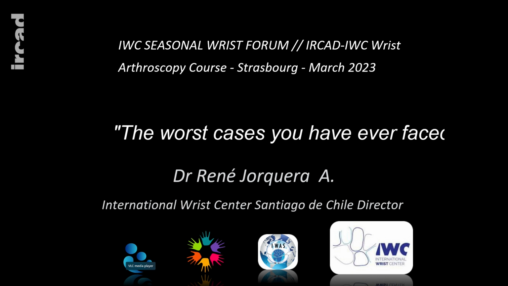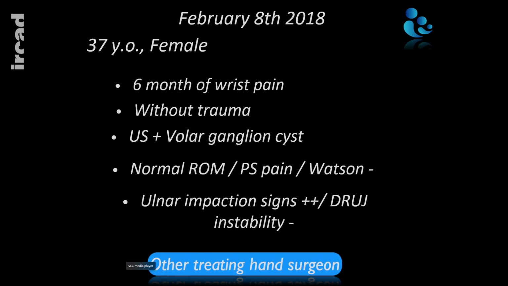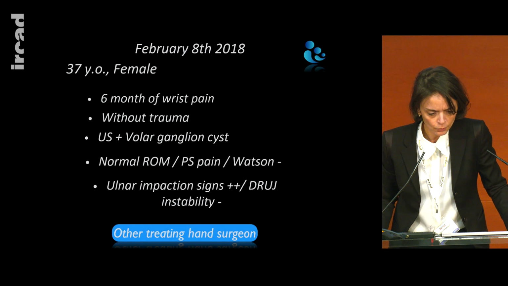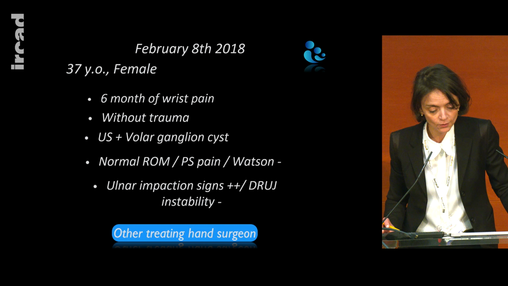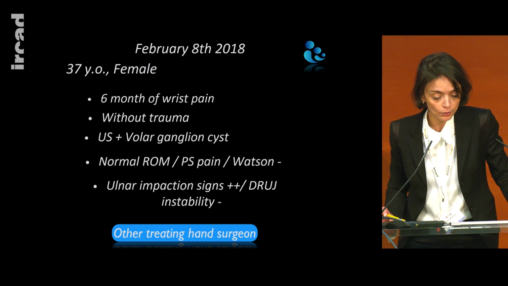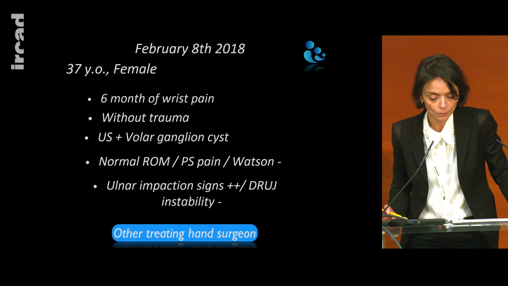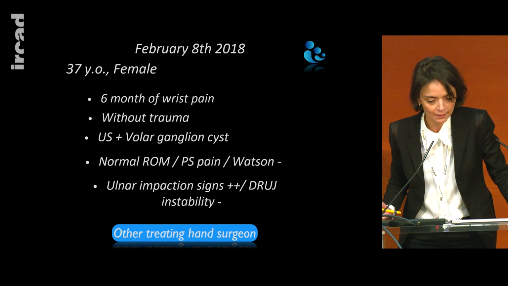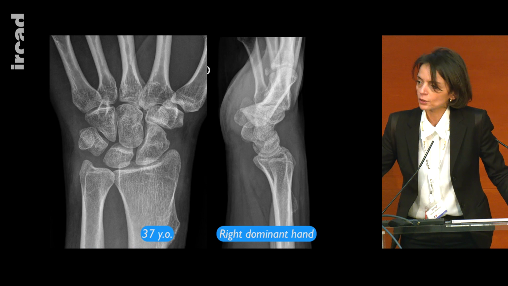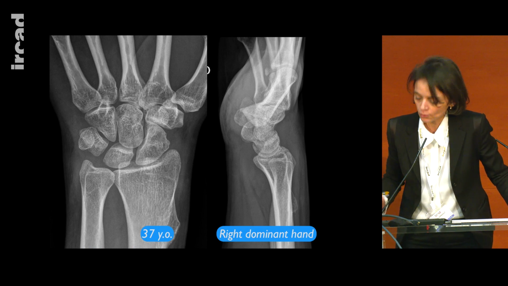The case of Dr. Jorquera is a young patient, a 37-year-old woman with a history of 6 months of wrist pain without trauma in the first place. The patient was treated by another hand surgeon in the first place. The ultrasound was positive for a volar ganglion cyst, with normal range of motion, Watson negative, no clinical ulnar impaction signs, and no DRUJ instability at the first clinical examination. So I'm going to move to the case and discuss the therapeutic option.